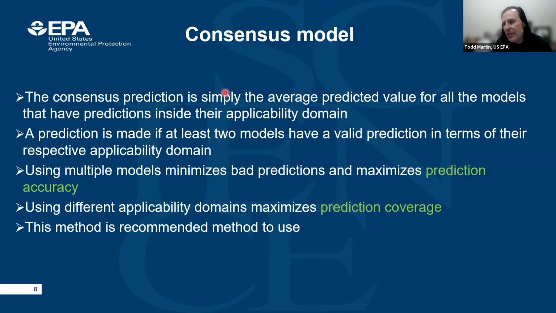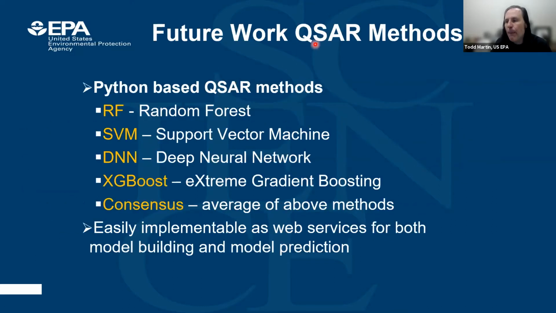The goal of this is basically to get the best accuracy and get the most prediction coverage. When I say prediction coverage, that's the fraction of chemicals that can be predicted. So the default prediction that we show people in our tools is the consensus model of multiple models. In the future, we're working on moving on to different QSAR methodologies.